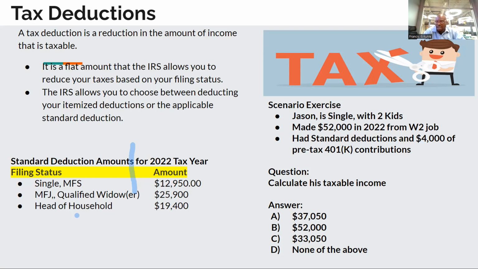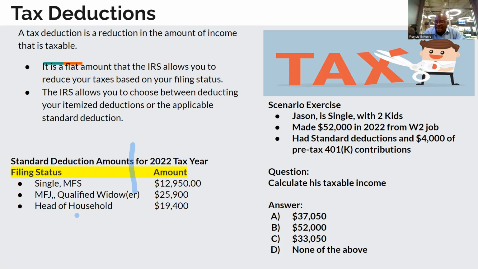So this guy has $52,000. That's how much he made. Because he's single and has 2 kids living with him, he is going to qualify as head of household. So as head of household, his standard deduction is $19,400. So you take that away from it immediately, and that leaves $32,600 after we take away the standard deduction.